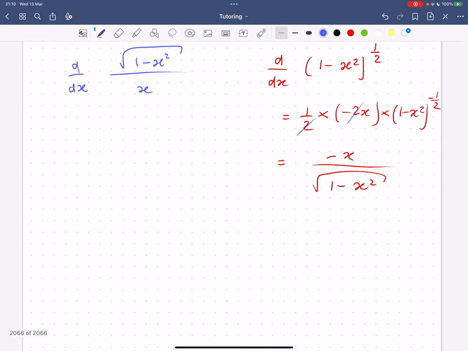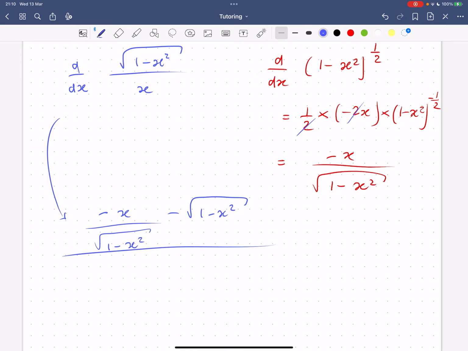So the quotient rule tells us that we differentiate the first thing. We've just done that, x on the square root of 1 minus x squared. Take away, we differentiate the second thing. That gets us 1, times it by the first thing, 1 minus x squared, square root, over x squared.